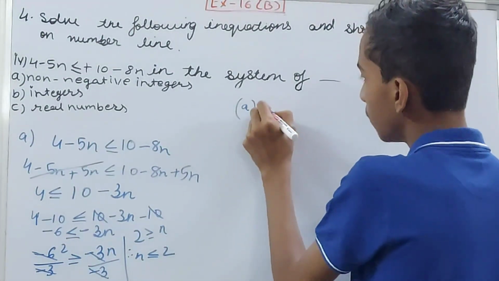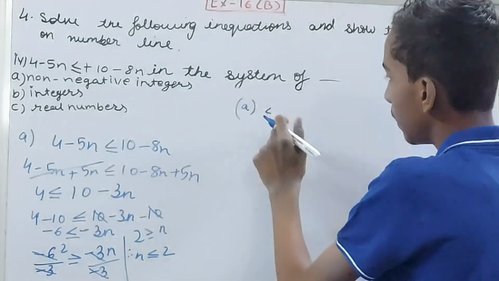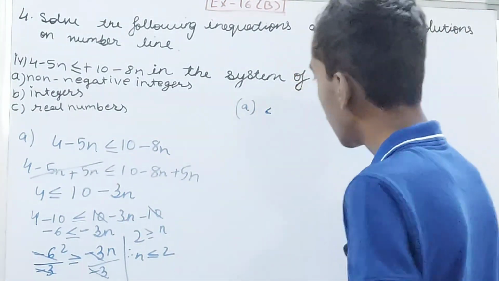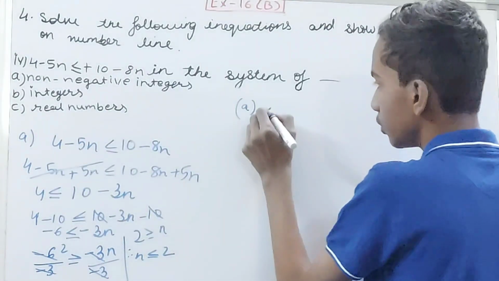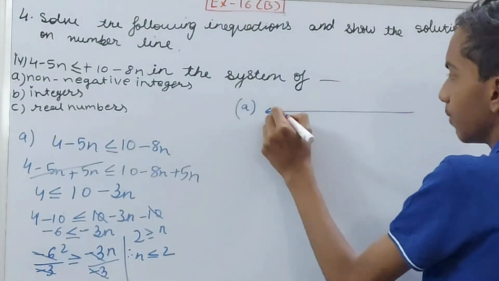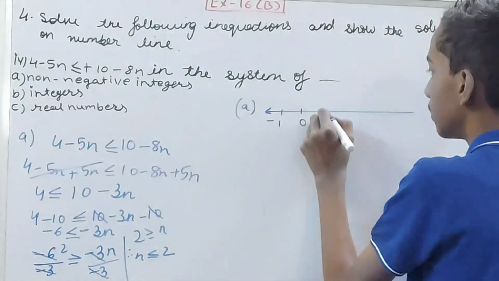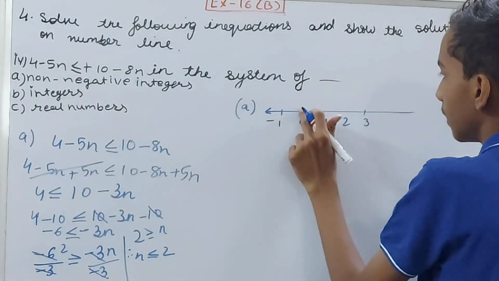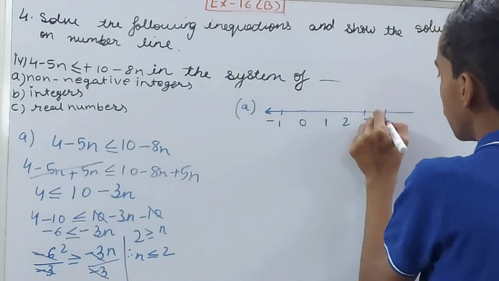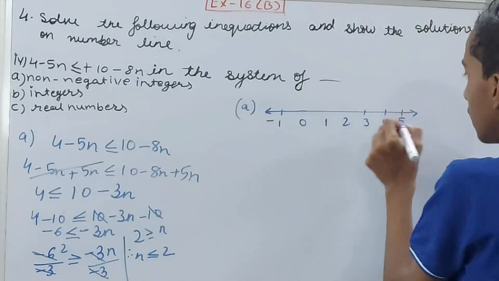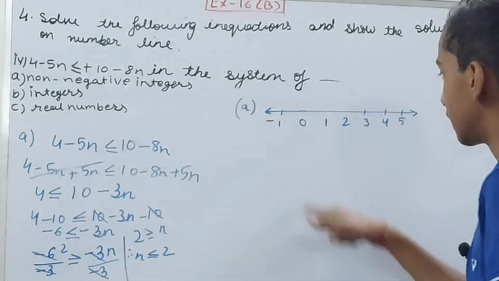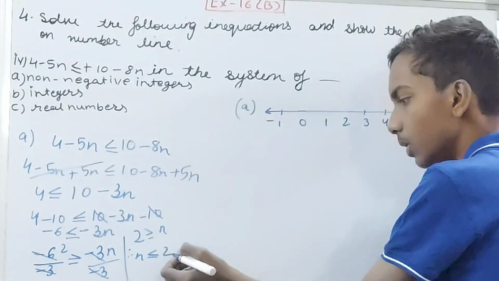This will become what over here? See, non-negative integers means the integers that are positive, of course, and also 0. So we're going to start, we have minus 1, we have 0, okay, then 1, 2, then 3. Let's leave these spaces, 4, 5 and so on. Why am I leaving these spaces? Because I will put the dots over here. It is less than or equal to 2.